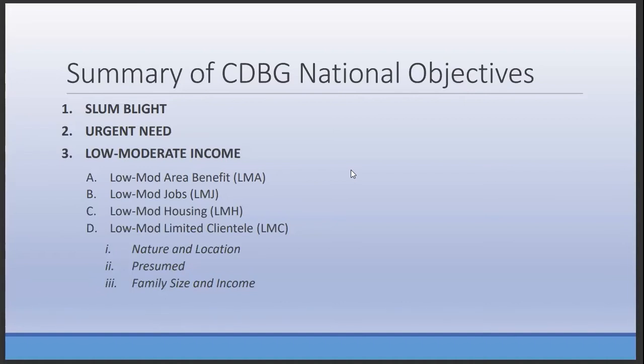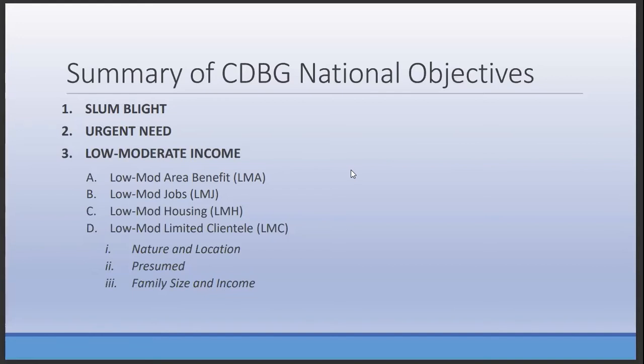I also covered the national objectives that are related to serving low to moderate income individuals, which are LMA activities that service an area that is primarily residential and primarily low to moderate income. LMJ activities that require the creation or retention of jobs for low-mod persons. LMH activities that are strictly for housing-related activities, targeting low-mod homeowners, first-time home buyers, or renters.